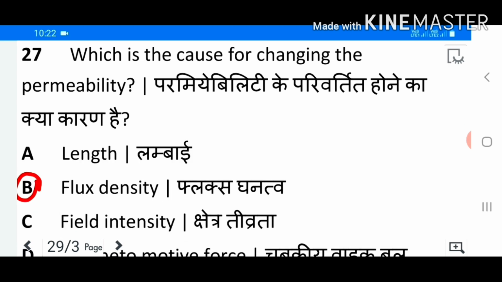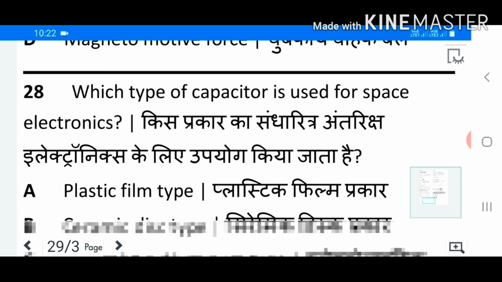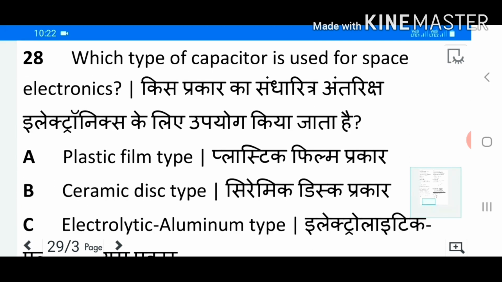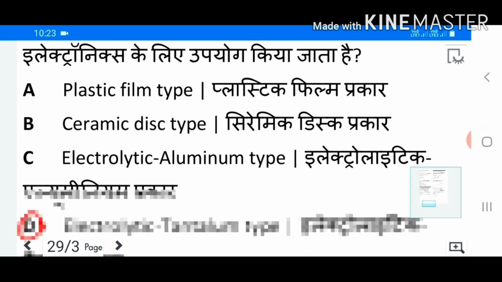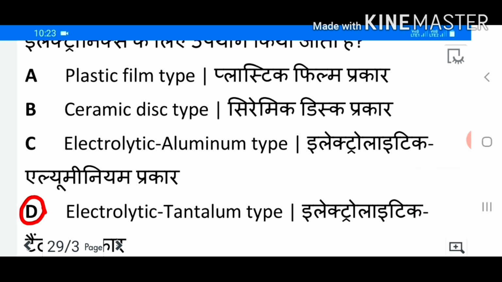27. Which is the cause for changing the permeability? Answer B. Flux density. 28. Which type of capacitor is used for space electronics? Answer D. Electrolytic tantalum type.